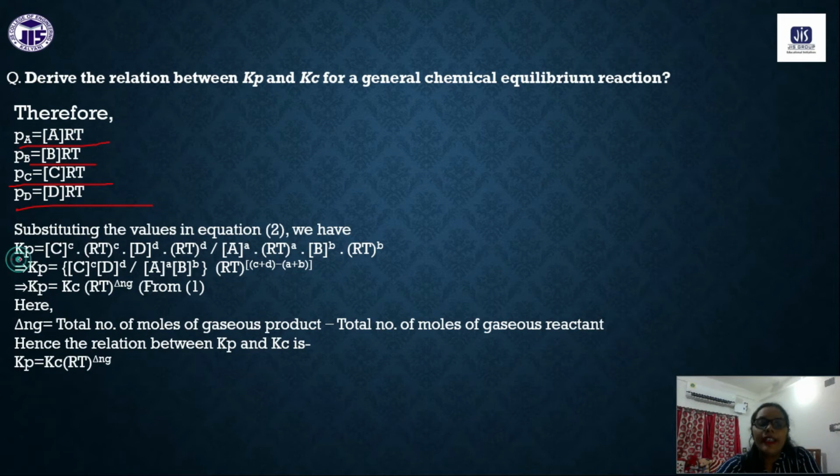Now in the Kp equation, if we substitute all these values, then we will get Kp equals Kc times (RT) to the power delta ng, where delta ng is the total number of moles of gaseous products minus the total number of moles of gaseous reactants. Hence, the relation between Kp and Kc is Kp equals Kc (RT)^delta ng. You may have a question like, prove that Kp equals Kc (RT)^delta ng. At that time you have to derive it this way.